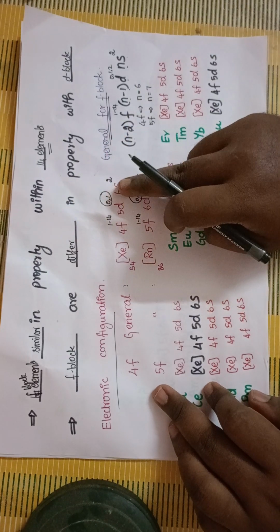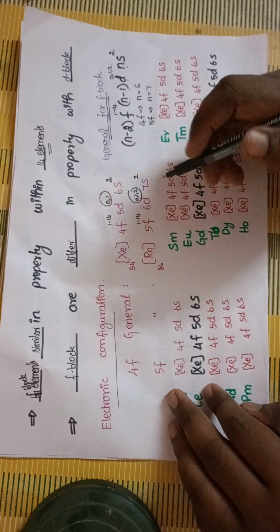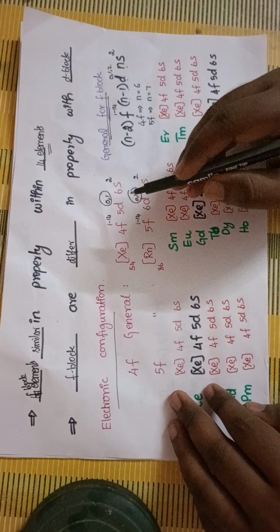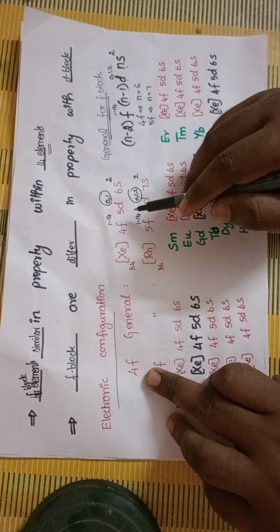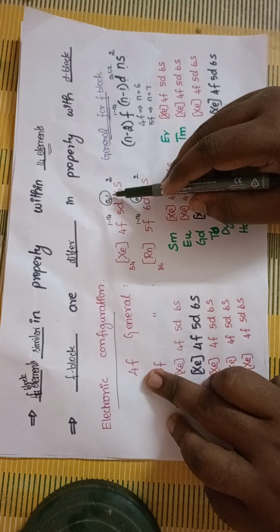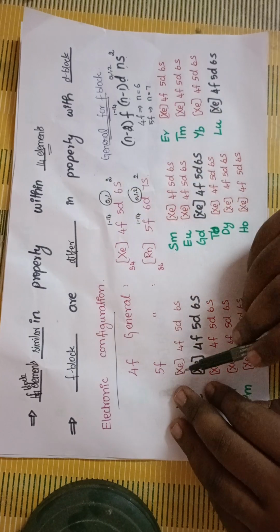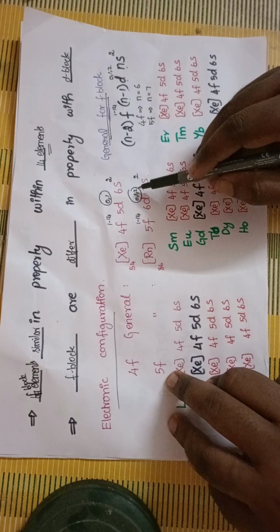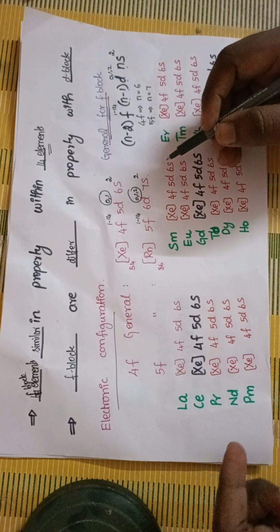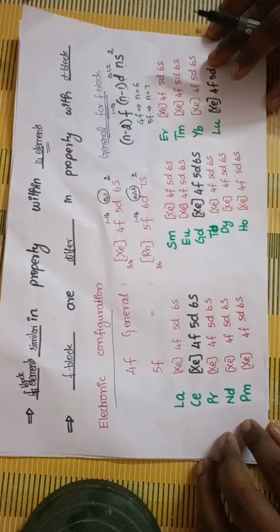Don't put 1 to 10 for that. D can accommodate 1 to 10, a maximum of 10 electrons. But in F block, in 4f, the 5d can accommodate either 0 or 1. For 5f, d can accommodate a maximum of up to 2. Now, for each and every element we need to remember.